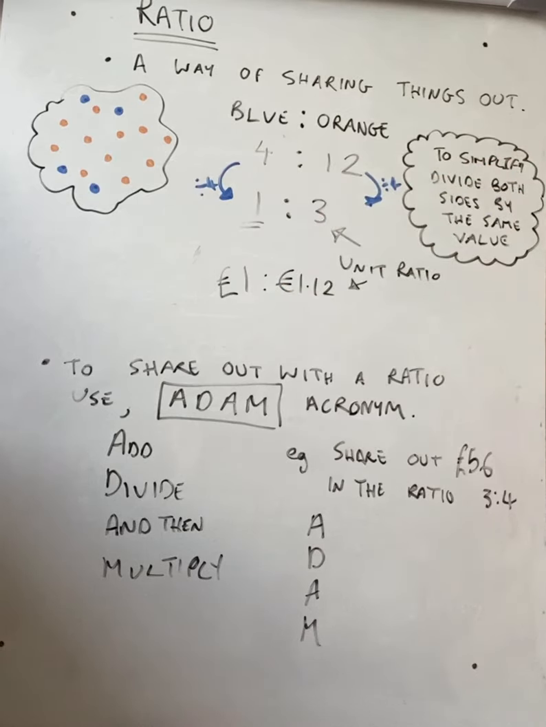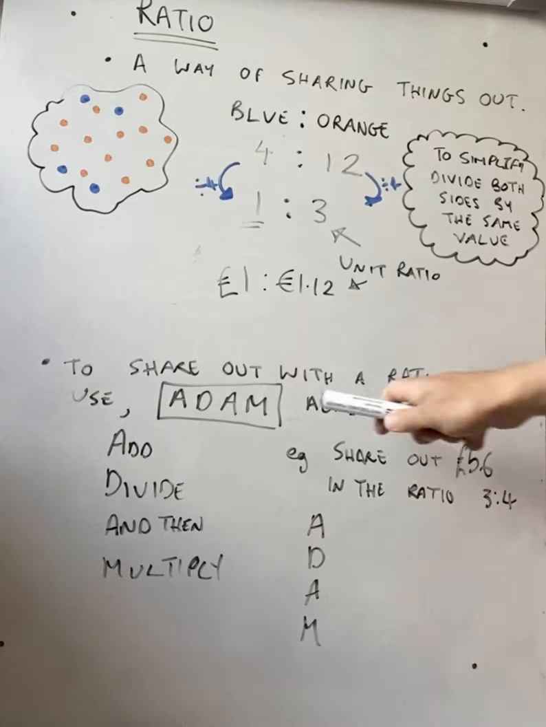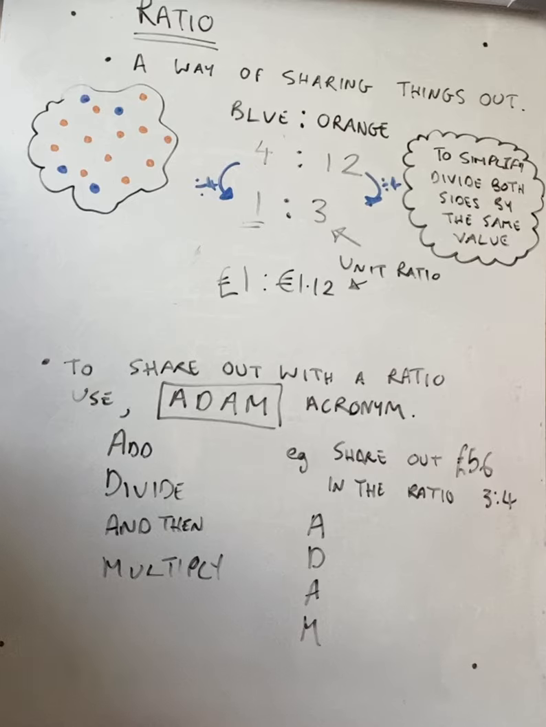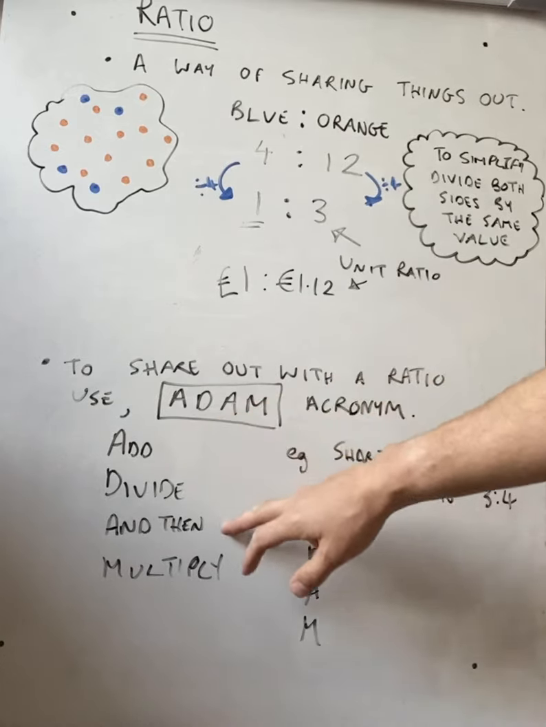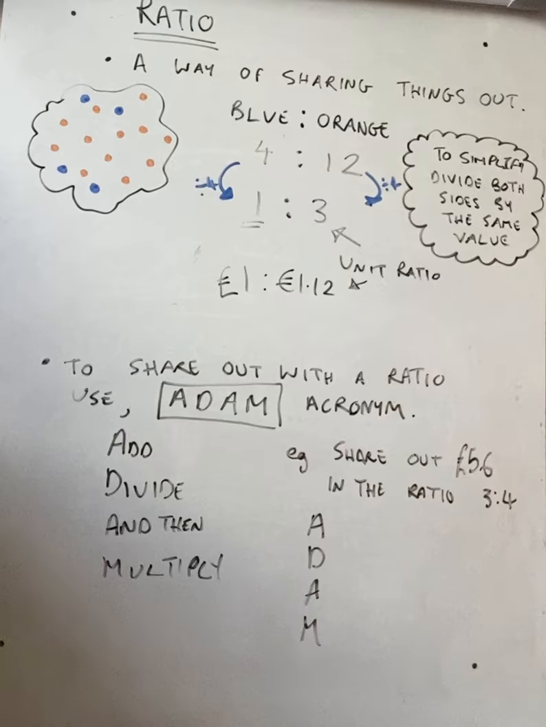Okay, the next part, we're going to look at how we share out using ratio. And I've created a little acronym, which I find really, really useful when I'm sharing out using a ratio. And I use the acronym ADAM. And ADAM kind of tells me the process of how I share things out. So the acronym stands for add, divide, and then multiply. And I'm going to show you how we apply this acronym to our sharing out with ratio here of £56.